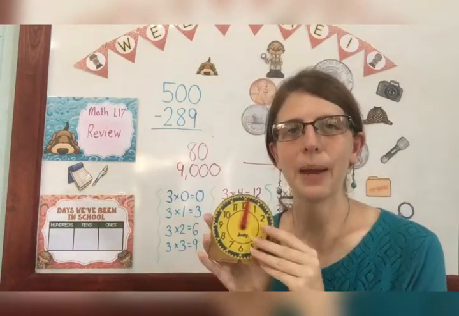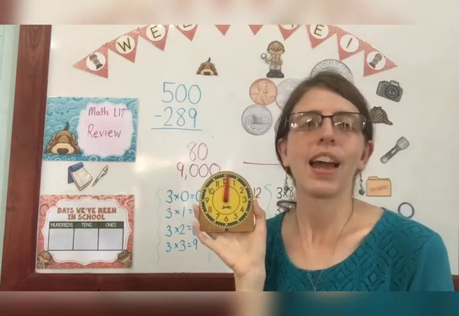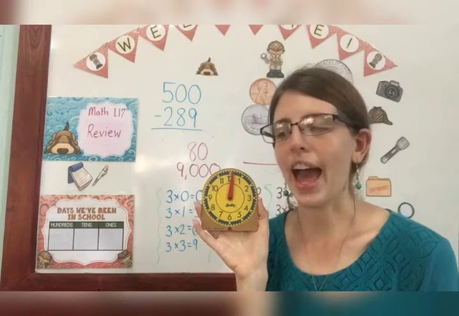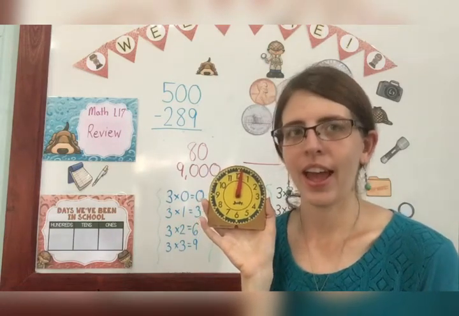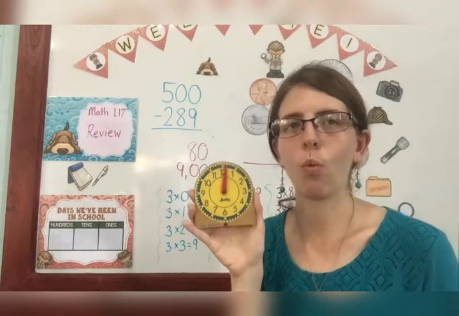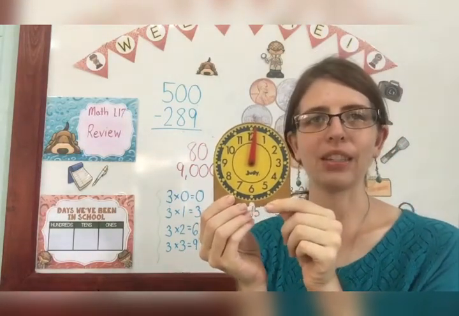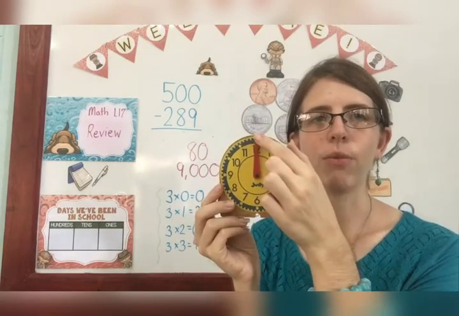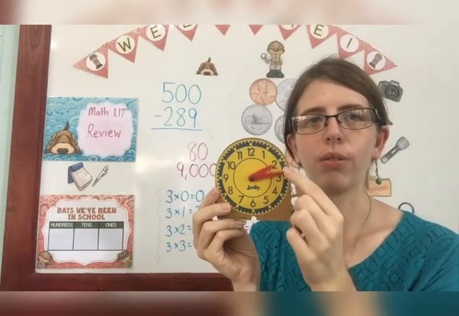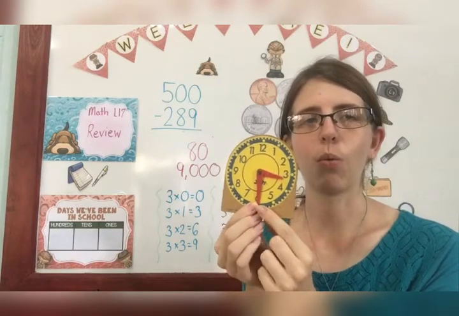Okay, let's move on now to our clock. I want to set my clock to 1/2 past 1. So, where should my minute hand be so that it's 1/2 past 1? Well, it should be halfway around my circle. So right there at the 6 is 1/2 past 1.